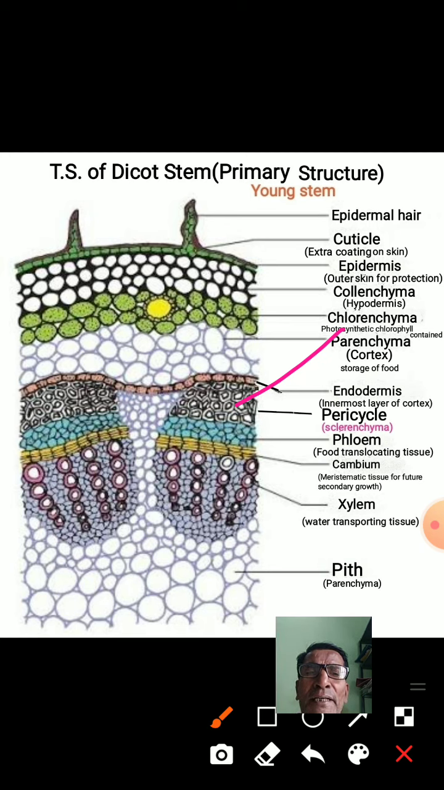This is about the pericycle, a mechanical tissue present just like a cap at the top of each vascular bundle. The sclerenchyma tissue is hexagonal or pentagonal in the outline.